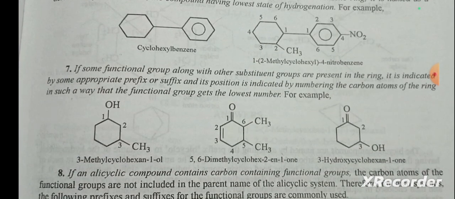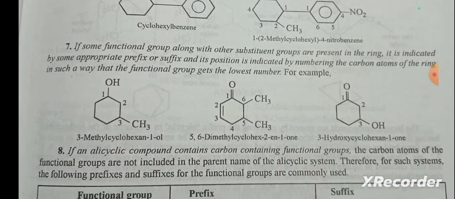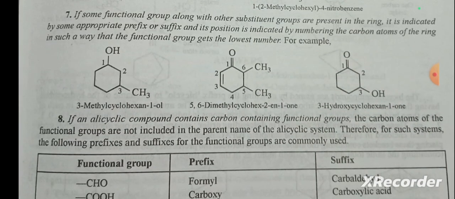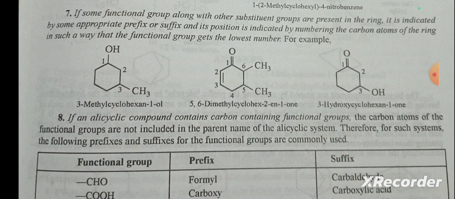Seventh, if the functional group along with other substituent groups is present in the ring, it is indicated by the appropriate prefix and suffix, and its position is indicated by numbering the carbon atoms of the ring in such a way that the functional group gets the lowest number. For example, 3-methylcyclohexan-1-ol, 5,6-dimethylcyclohex-2-en-1-one.